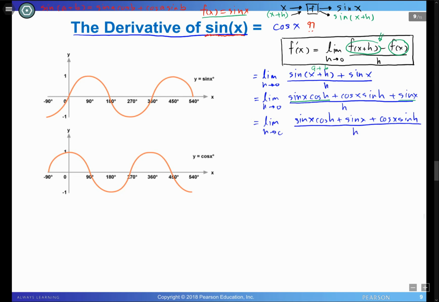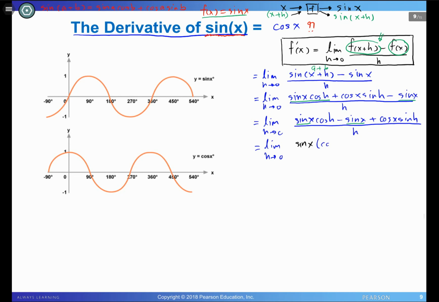Now you can see these two have the common term of sine of x, so I'm going to group them together. Next line, limit of h goes to 0. Sine of x grouped together goes to the front, and inside the parenthesis I have cosine. Oh, I'm sorry, I made a mistake over here. Let's change this to minus sine, and over here too. Alright, minus, minus, and minus over here.